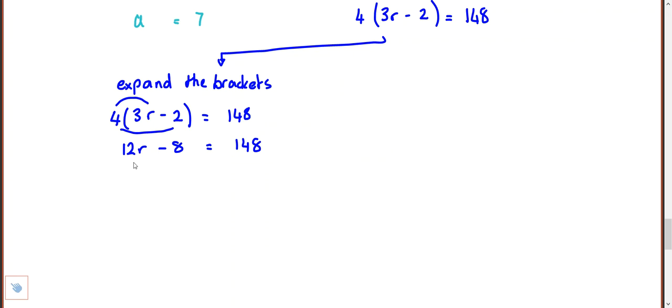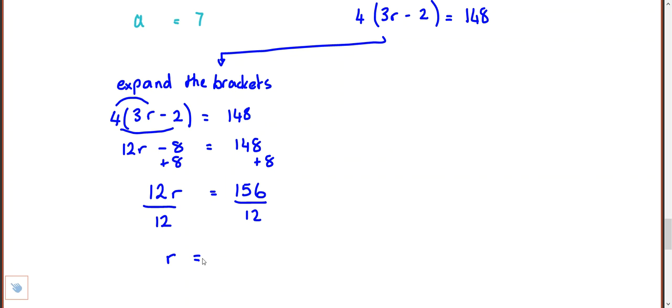So I'm doing something different now, but I will get the same answer. What do I have to do first? Plus 8. So that gives me 12r equals 156. And then divide it by 12, which gives 1r equal to 156 divided by 12.